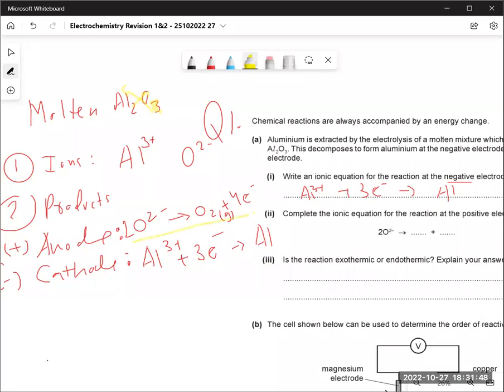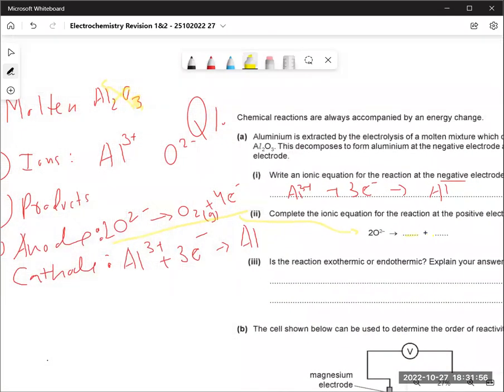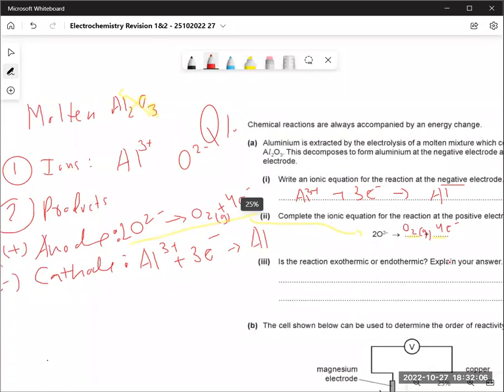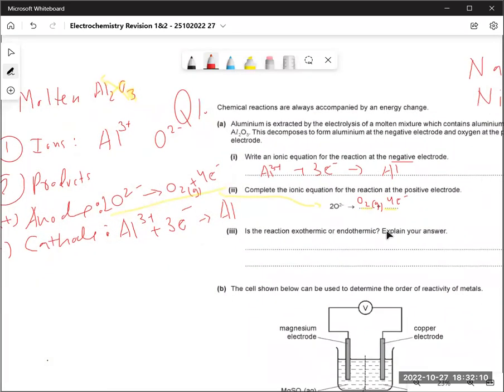Now, does this look similar to this one? So what are the fill in the blanks here? It will be 2O2- is already written, gives us O2 gas plus 4e-. That's it. Any questions, anyone? No.